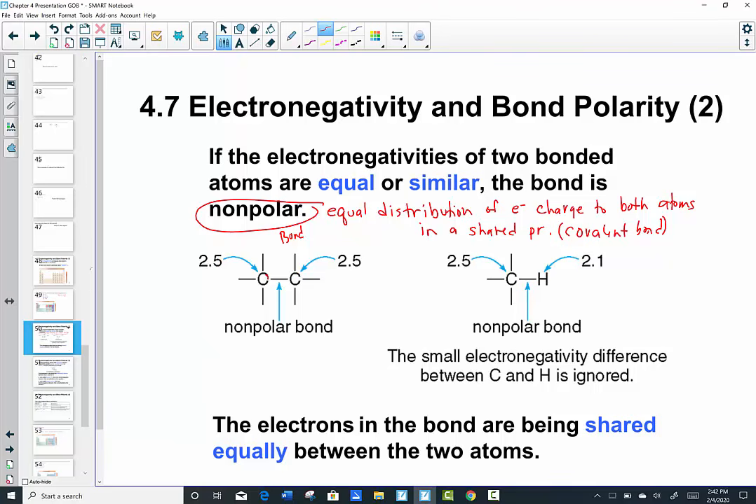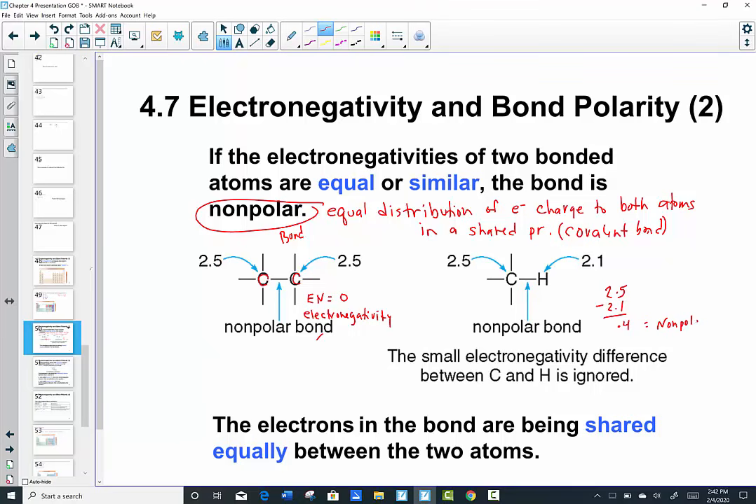Now, of course, if you have a like atom bonded to itself, the electronegativity difference is going to be 0. Electronegativity, EN. An EN difference of 0 means it's nonpolar. The other very common nonpolar bond that you should just remember is carbon to hydrogen. The electronegativity difference is only 0.4 between carbon and hydrogen.